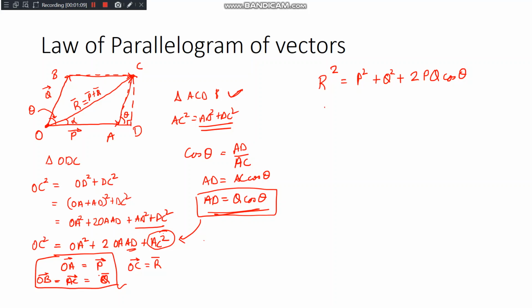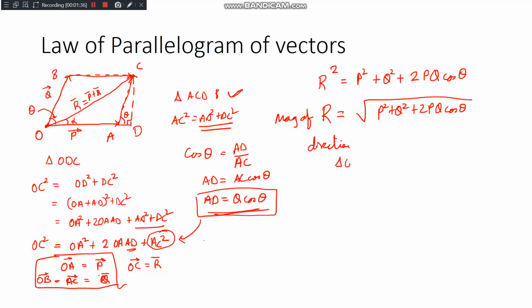So if you want to find the magnitude of the resultant, just take the root, so you'll get P square plus Q square plus 2PQ cos theta, where theta is angle between the two vectors that we have, P and Q, right? So this is how we can find out magnitude of this resultant vector R. Now to find direction, we need to solve this again.